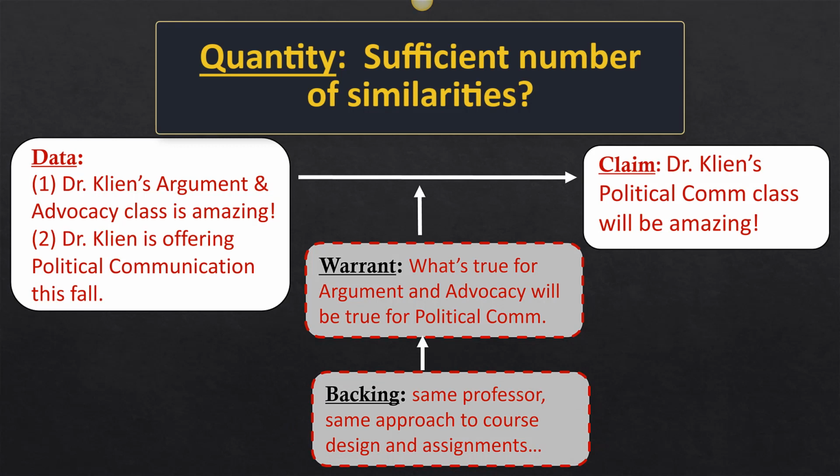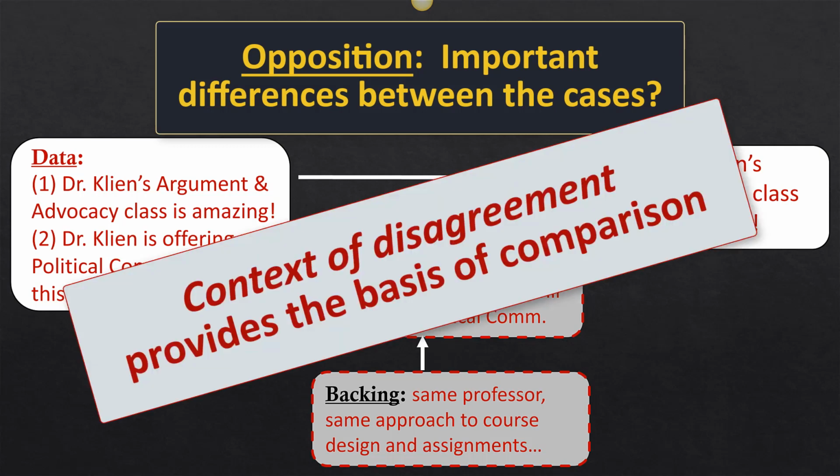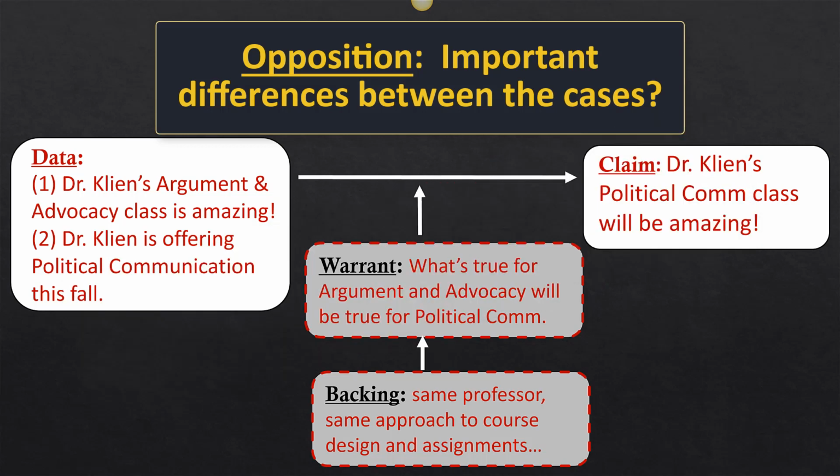But then we have to bring in the test of opposition, and that is, are there any significant differences that would lead one to hold that, okay, maybe if we assume the argument and advocacy class is amazing, does that necessarily mean that the political communication class will be amazing? Well, this is where, again, we would need to think about the differences in terms of the context of disagreement where this parallel case argument is being made. So you might imagine, for instance, that there are going to be some significant differences between the classes.